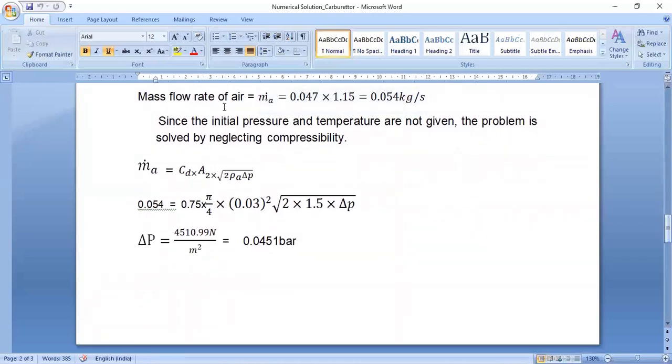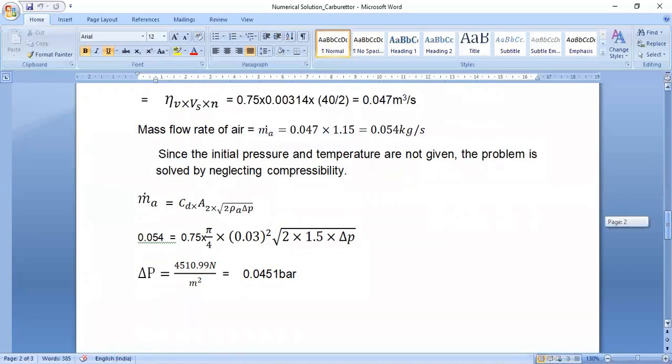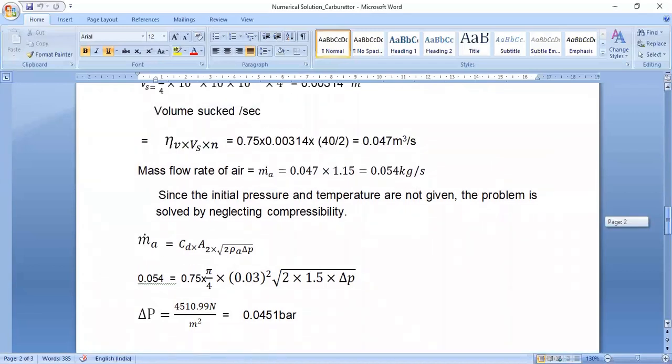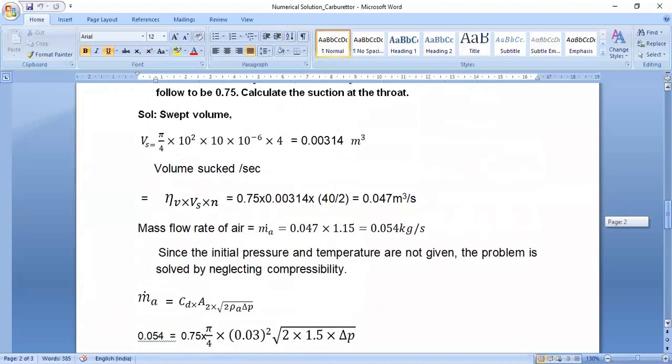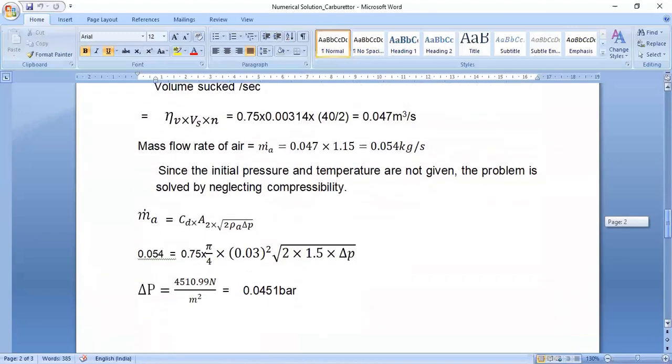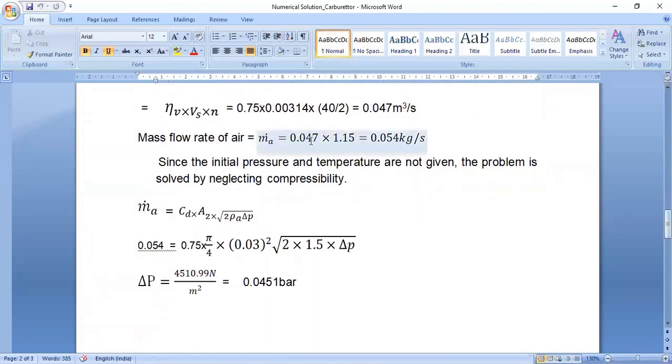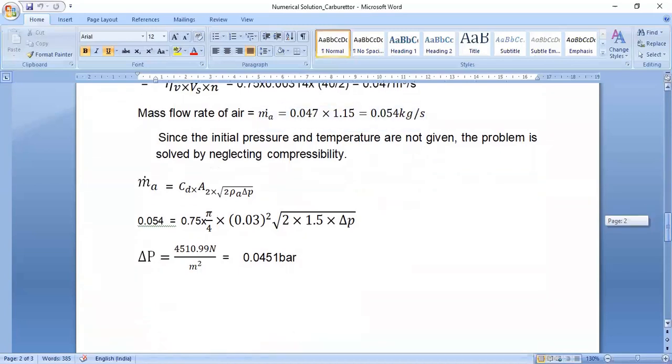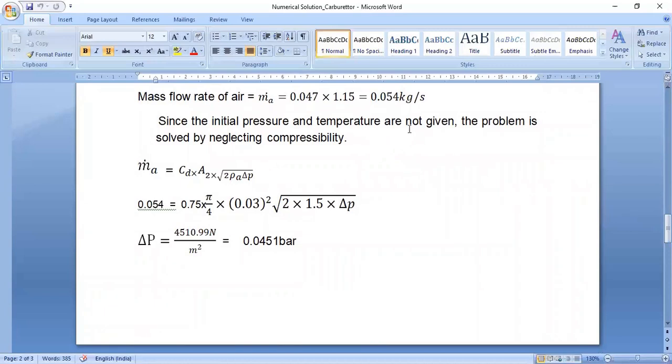Now mass flow rate of air ma dot is equal to volume shaft per second into density of the air. So this is volume shaft per second and density of air, so it is 0.054 kg per second. Since the initial pressure and temperature are not given, the problem is solved by neglecting compressibility.